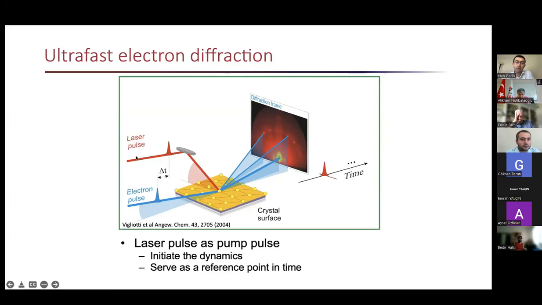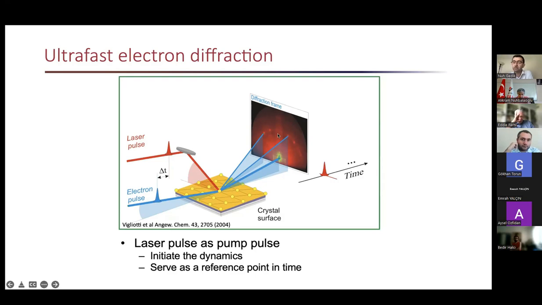The way we're going to do this, we will use this pump-probe technique in which I have a laser and I split the laser into two. One part I bring in to induce this phase transition in the charge density wave. The other part of the laser, I won't go into details, I shine onto a thin piece of metal and extract electrons. And after I accelerate these electrons, I can do diffraction with them.